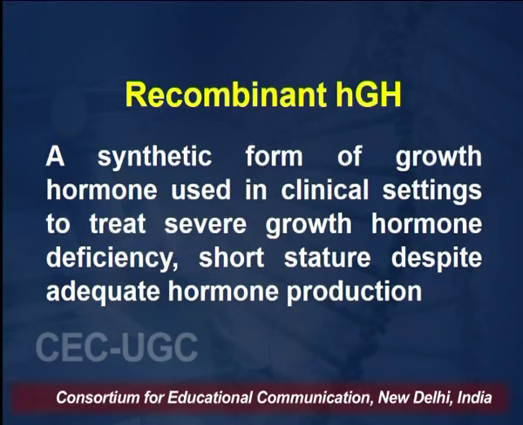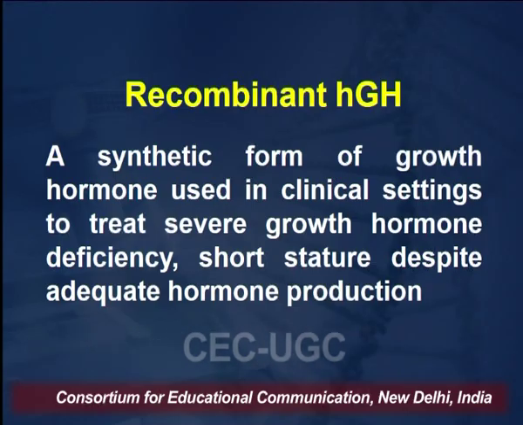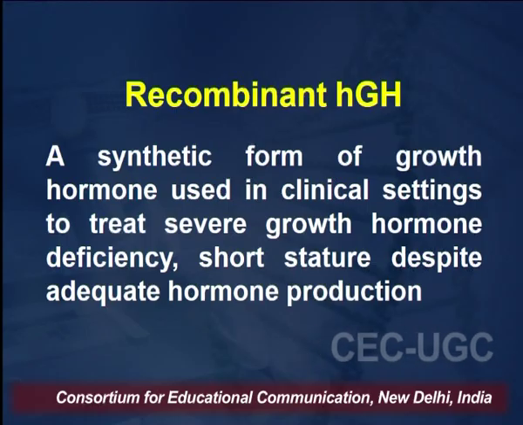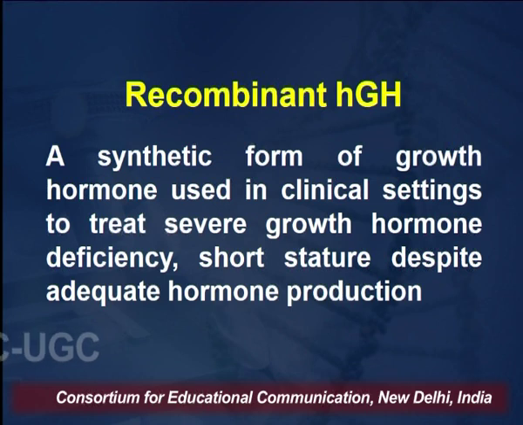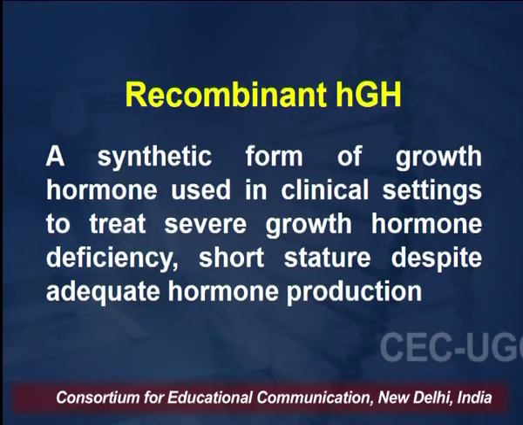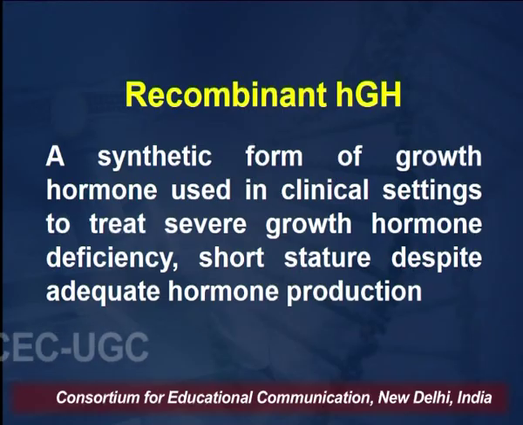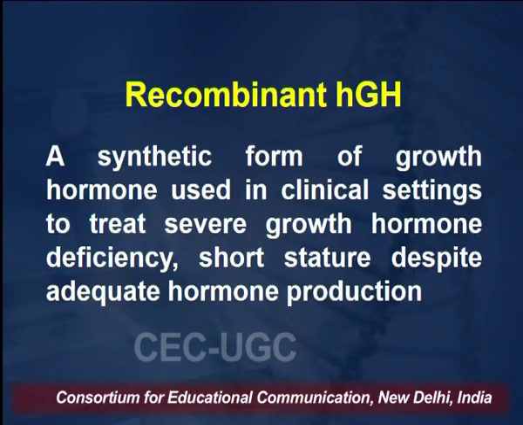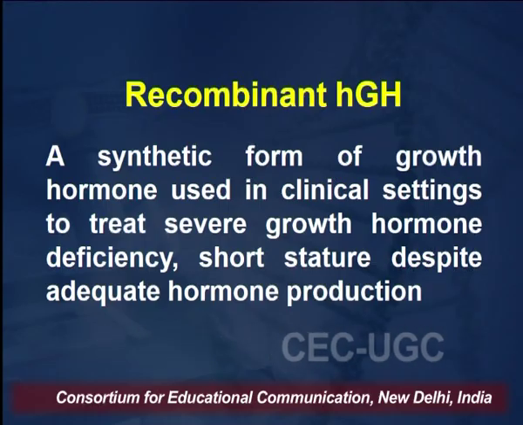So it was addressed that there are certain diseases. We talked about gigantism, acromegaly and growth deficiency, but there is also a condition called idiopathic short stature. Idiopathic short stature is when people are really short, although there is normal hormone production, but the functionality is not there. So again, this recombinant HGH would play a very important role.